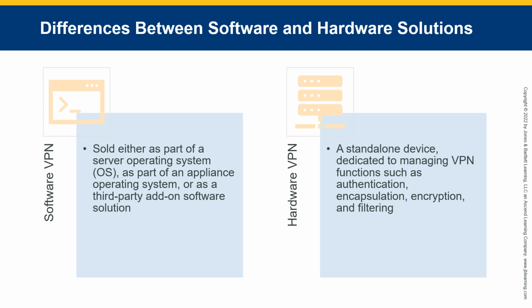Next, we also have the hardware VPN devices. These are standalone devices that are dedicated to managing VPN functions such as authentication, encapsulation, encryption, and filtering. And these are usually by your larger players like Cisco, Fortinet, Juniper, SonicWall. A lot of these will develop distinct and purpose-only appliances that are dedicated to only doing VPN solutions. Okay.